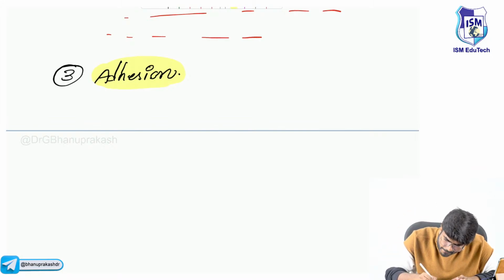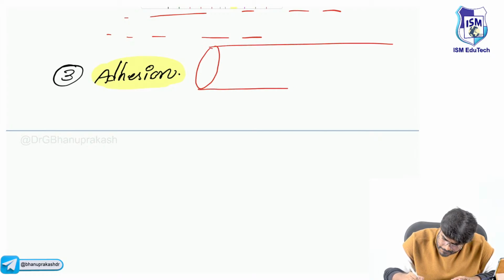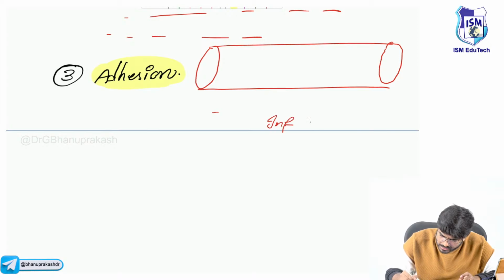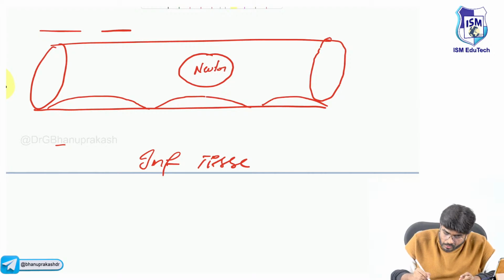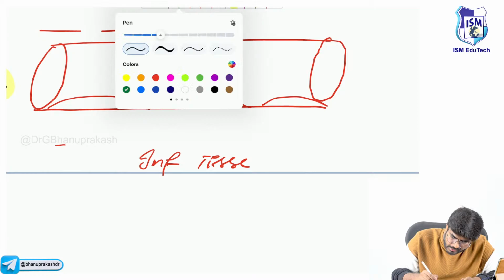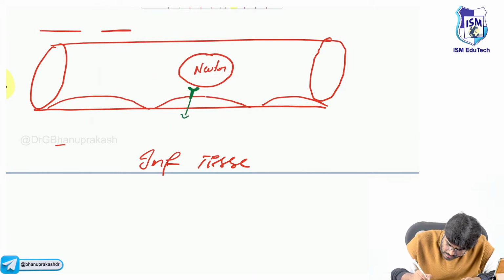Now let me show you that. Imagine this is your blood vessel. Here is the area of the inflamed tissue. These are the endothelial cells. Now look, this is your neutrophil. Here, these are different molecules. What is this molecule which I am drawing here? The green color one which I have drawn here is called VCAM.